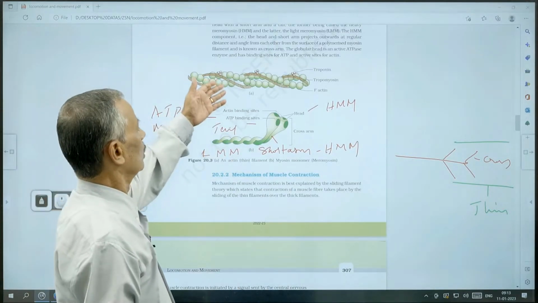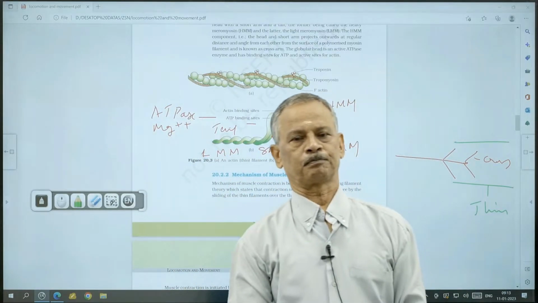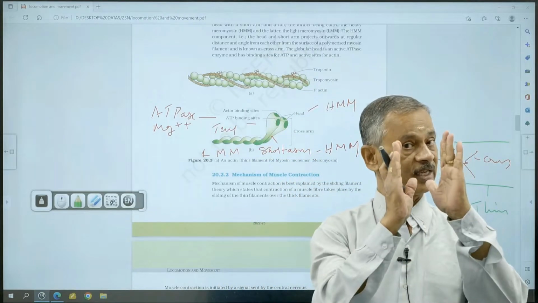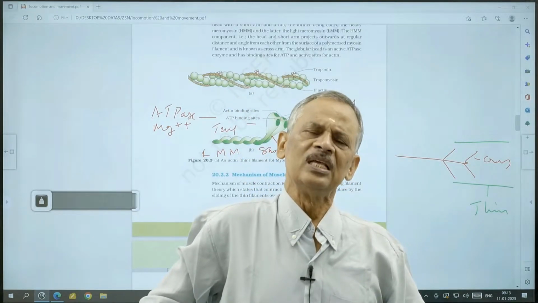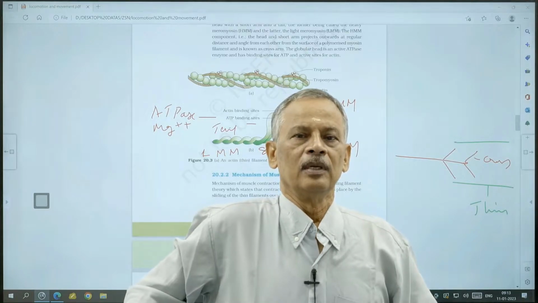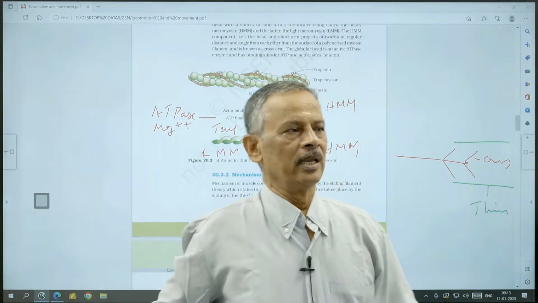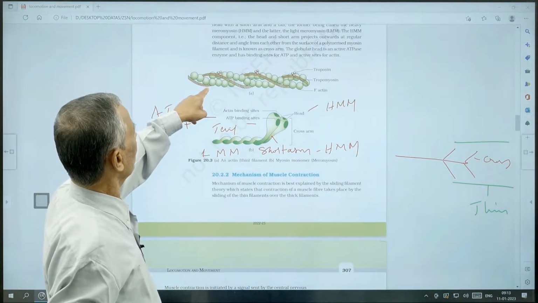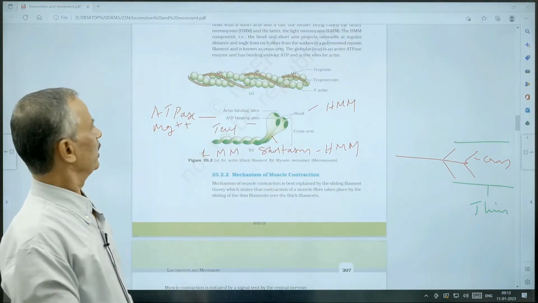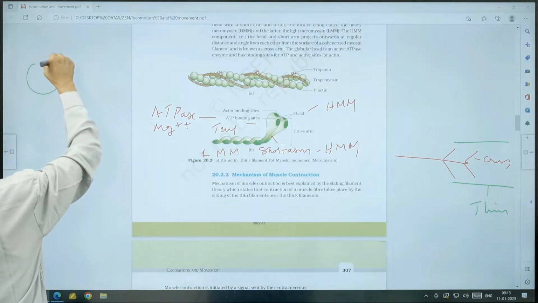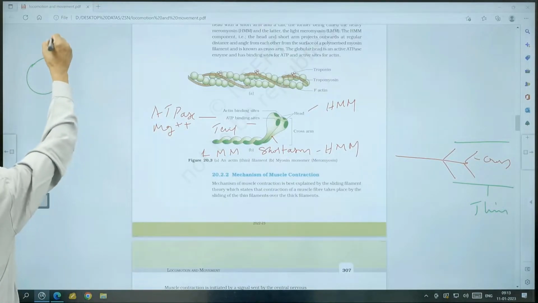Now, a thin filament is longer than thick filament. Thick filament is thicker but shorter, whereas thin filaments are thinner and longer. Mainly it is made up of a structural protein called actin. An actin filament is actually made up of two chains of polymerized actin molecules. An actin molecule is actually a globular one. This is the G-actin. G means globular.